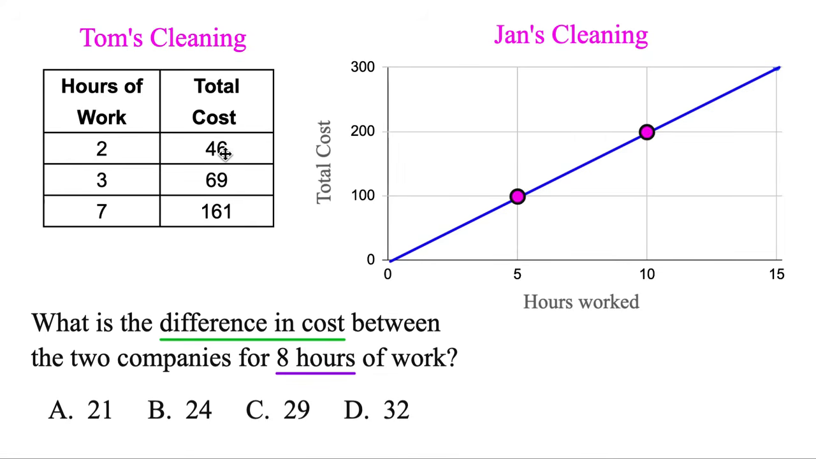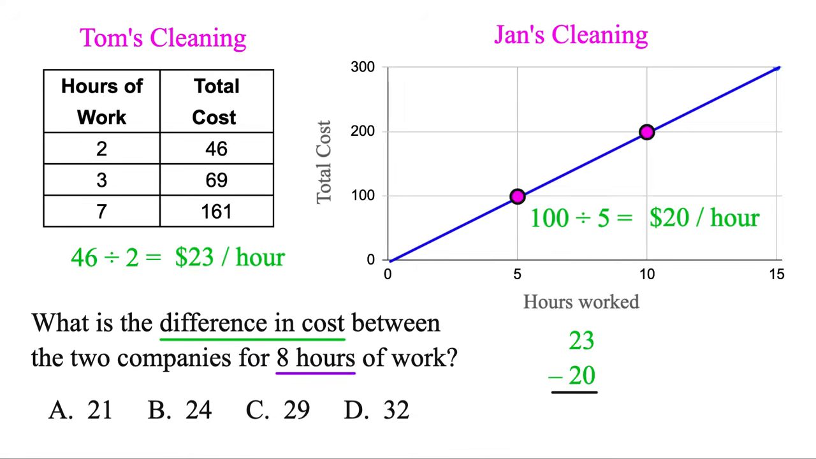But the first one, we could do 46 divided by 2, so that'll give $23 per hour. And then the next company, for 5 hours, they charge 100, so 100 divided by 5, $20 per hour. Next, we're finding the difference, but in math, that just means subtract. So 23 minus 20, 3 is the difference. But finally, the difference over 8 hours, just multiply that by 8. So 24 is the final difference here.